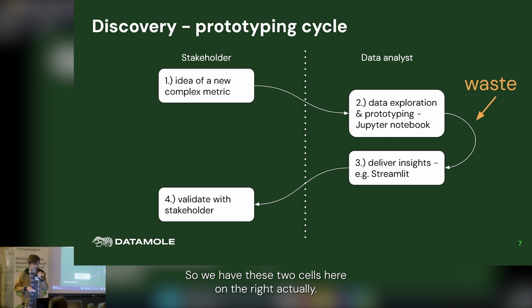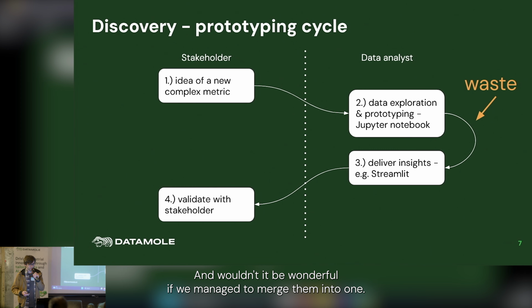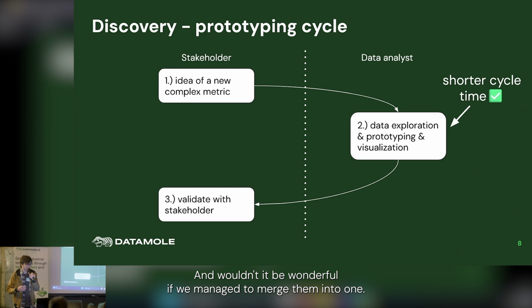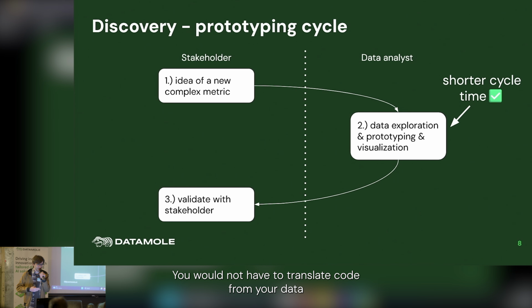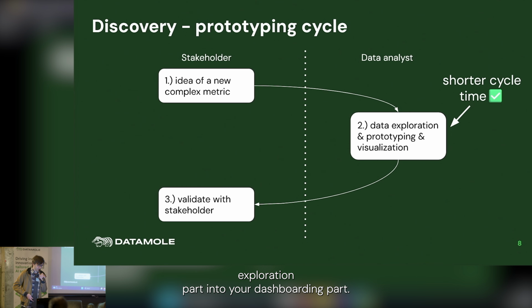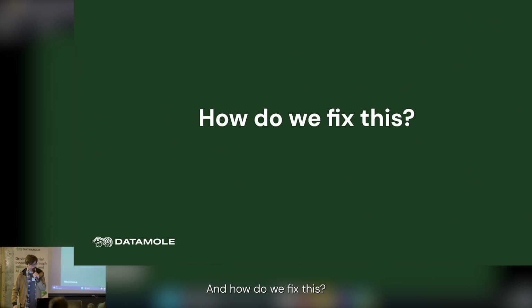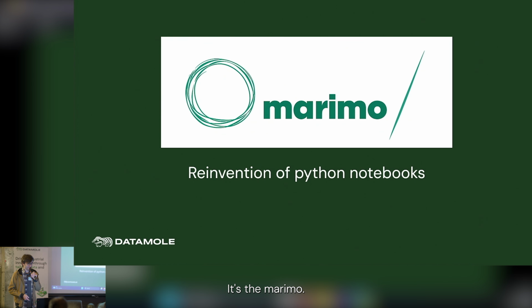So we have these two cells here on the right, actually. And wouldn't it be wonderful if we managed to merge them into one? We could reach a shorter cycle time. You would not have to translate code from your data exploration part into your dashboarding part. And how do we fix this? Surprise! Yes, it's Marimo.